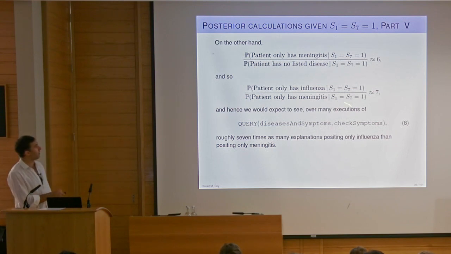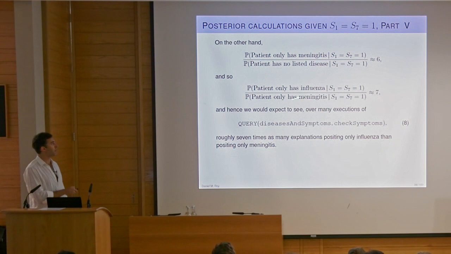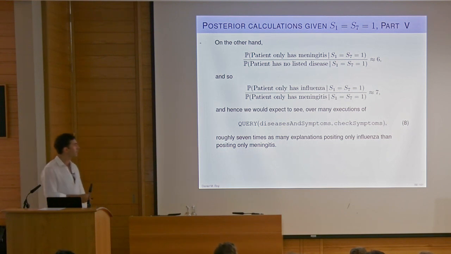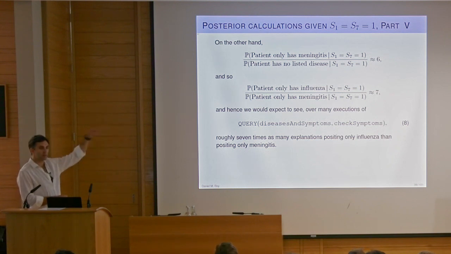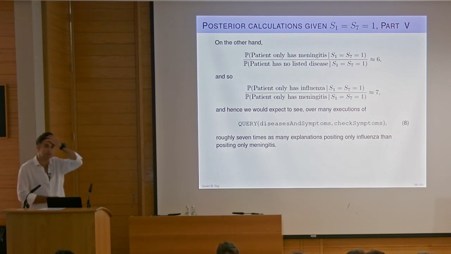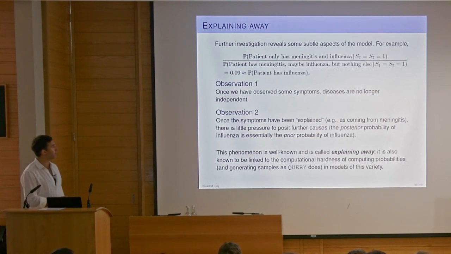You can compare no disease versus meningitis. Meningitis is already 6 times more likely than no disease. But if you compare meningitis and influenza, probability theory is logical, so you're going to get 7 there. So flu is way more likely than meningitis. These are the types of judgments you can get out of the system, which can lead you to a diagnosis or a decision about how to administer medicine. I'm not going to be talking about the decision-making aspect of things.